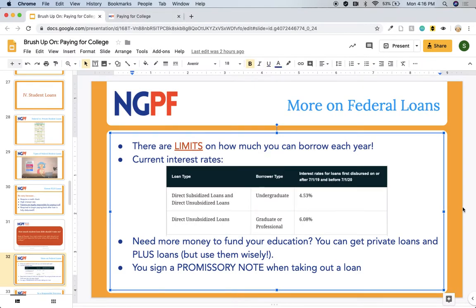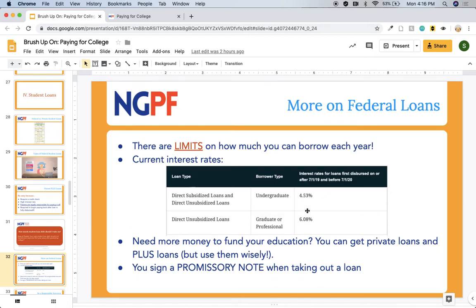The other thing to keep in mind is obviously the interest rates currently on federal student loans. Right now for undergraduate direct subsidized and direct unsubsidized loans, the interest rate is 4.53. And for graduate or professional, which you may or may not be teaching, it's 6.08 for direct unsubsidized loans.